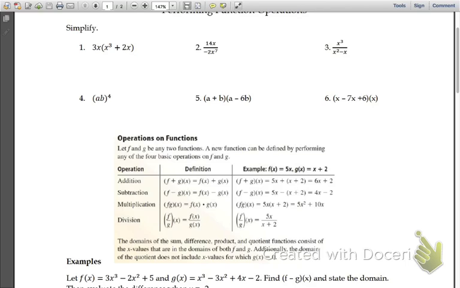So if I have 3x times x to the third plus 2x, what am I going to do with the 3x to everything inside the function? Or inside the parentheses, rather. I'm just going to distribute and multiply. So all I'm going to do is take that 3x and multiply it to everything inside, and I'm going to get 3x to the fourth plus 6x squared.